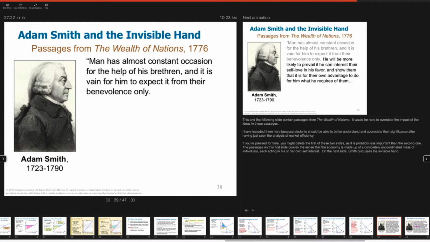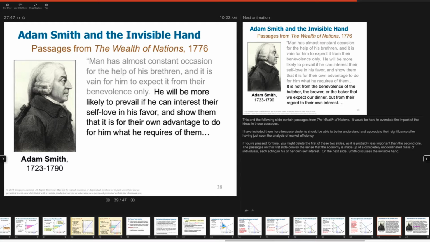Man has almost constant occasion for the help of his brethren, and it is vain for him to expect it from their benevolence only. In common English, we always need help from our fellow man, but we ain't gonna get it if we expect them to just give it. He's saying you gotta pay for what you get. Well, then how does that work?